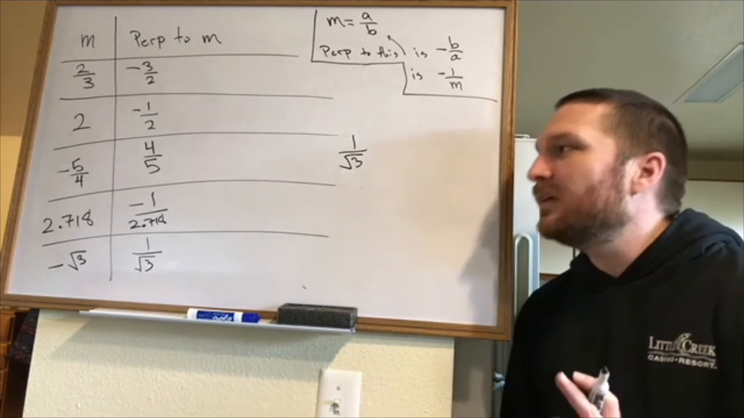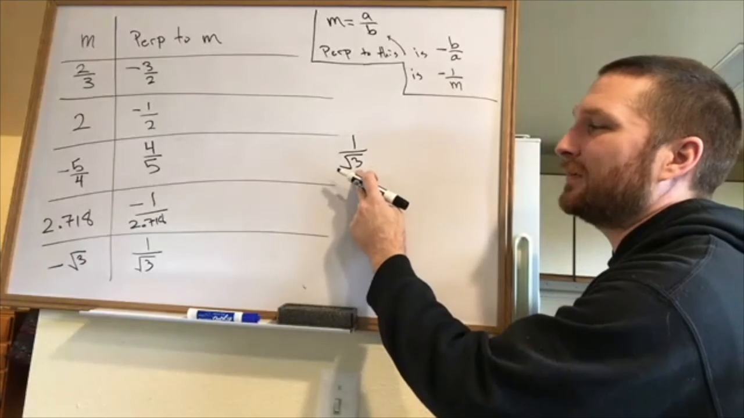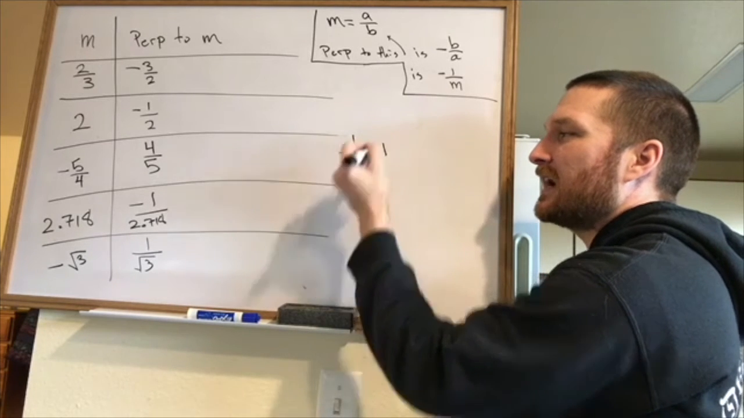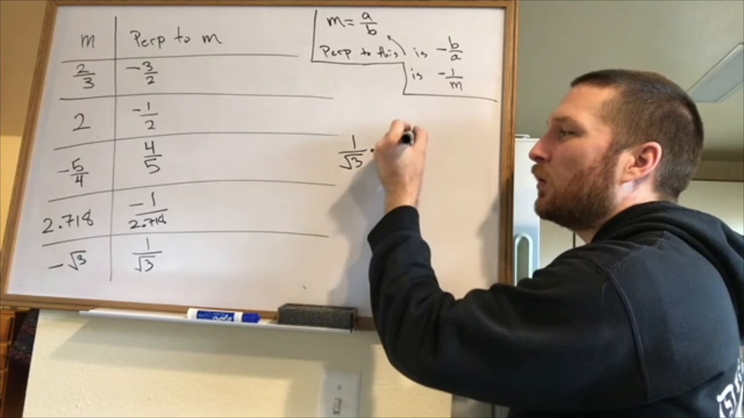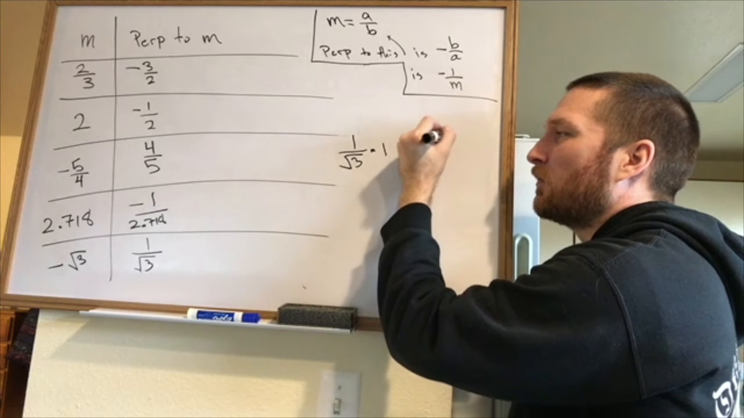There's a way of doing it where they say we can never have an irrational number in the denominator. And so what we do is we multiply this by 1, but we write 1 in a special way. We write it as something over itself.